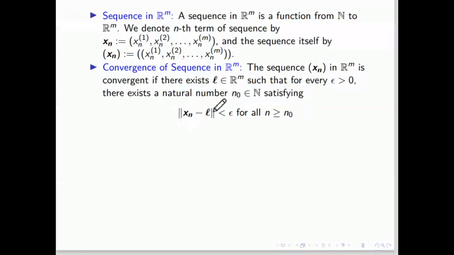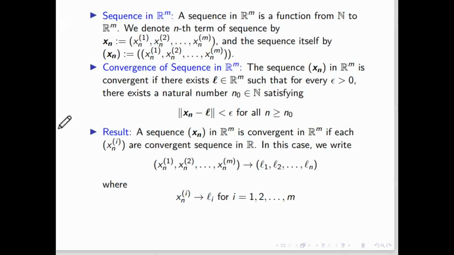And I already told how to find the distance, that means how to calculate the norm. So again you have to find a natural number such that this criteria will be satisfied. But this definition we can even avoid because of this result.